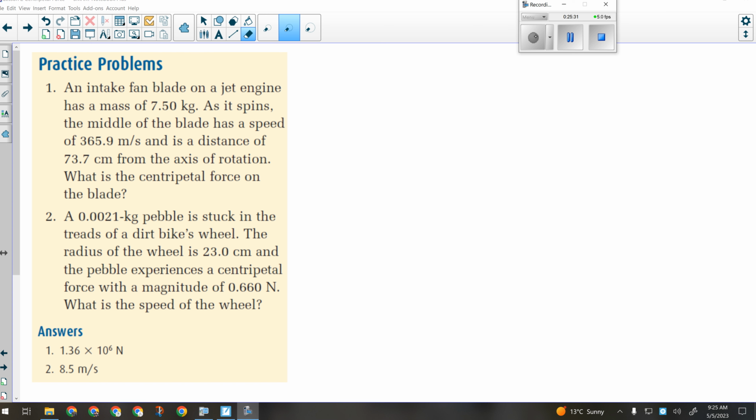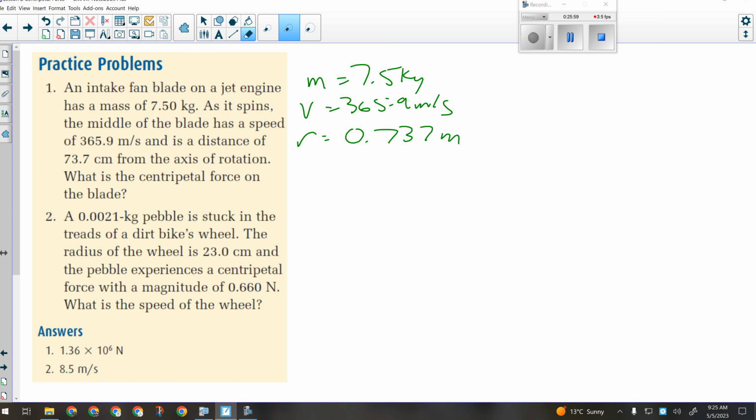An intake fan blade on a jet engine has a mass of 7.50 kilograms. As it spins, the middle of the blade has a speed of 365.9 meters per second, and it is a distance of 0.737 meters from the axis of rotation. Why does it have to be in meters? What was the speed in? Meters per second, and my units have to match, so I just convert that to meters really quickly.